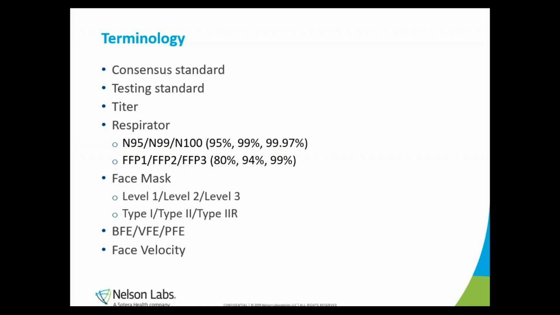BFE, VFE, and PFE are shorthand for bacterial filtration efficiency, viral filtration efficiency, and particulate filtration efficiency. These are some of the tests that are performed for face masks and respirators. Face velocity is the flow rate divided by the test area. It can be reported in meters per second and is important in noting the differences between some of the testing. A very small test area with a very high flow rate has a high face velocity, which results in a more challenging test.